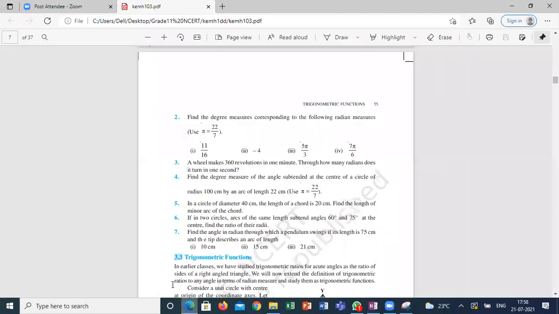So like that we are having plain conversions or clock problems here, or length of the arc. A wheel makes 360 revolutions in 1 minute. Through how many radians does it turn in 1 second? How many radians will it turn?